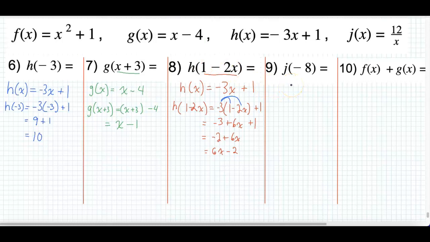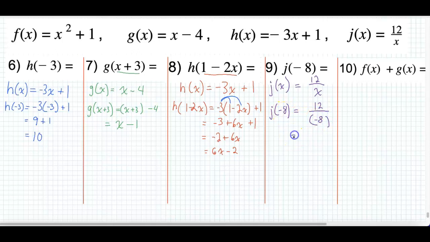Alright, j of negative 8. And so first of all, I'll just write the function j of x is equal to 12 divided by the input. So whatever my input is, I will just take 12 and divide it by that input. So what is j of negative 8? Well, j of negative 8 is equal to 12 divided by the input, which is negative 8.